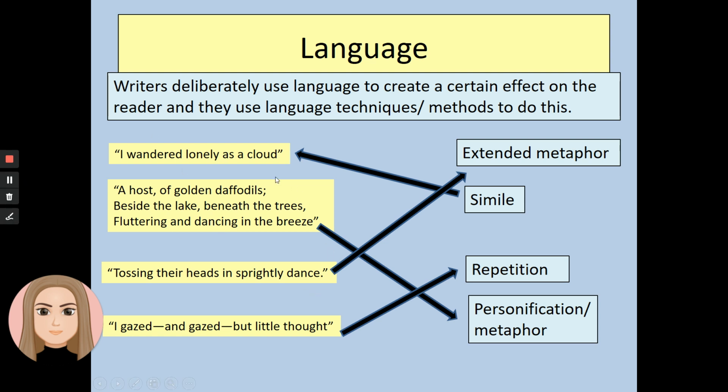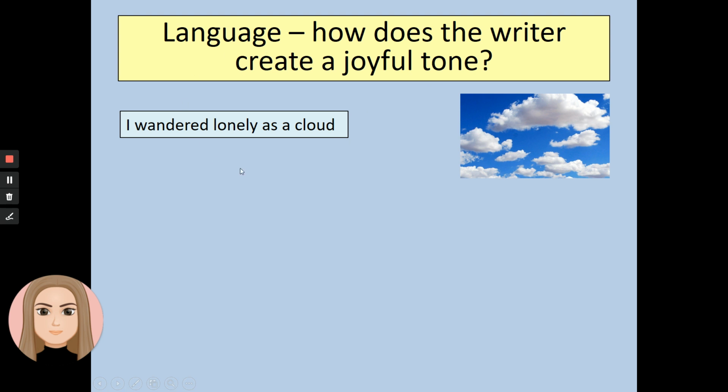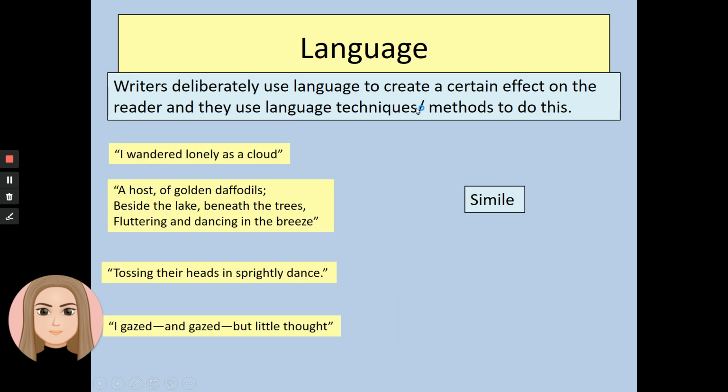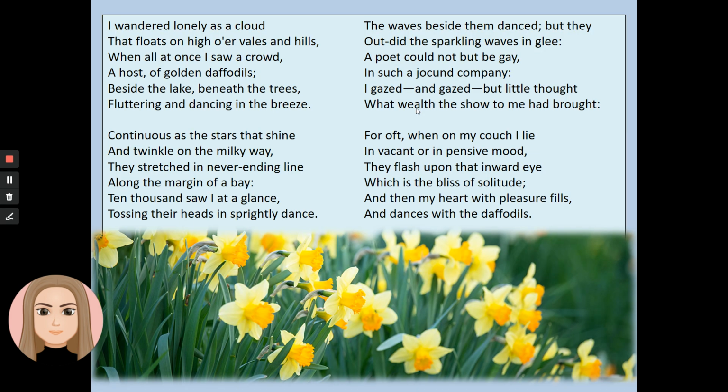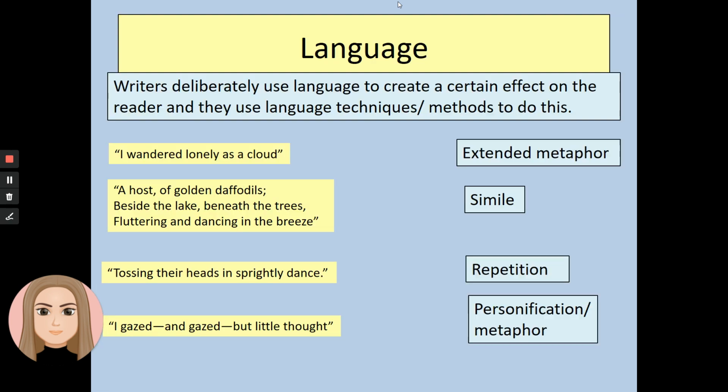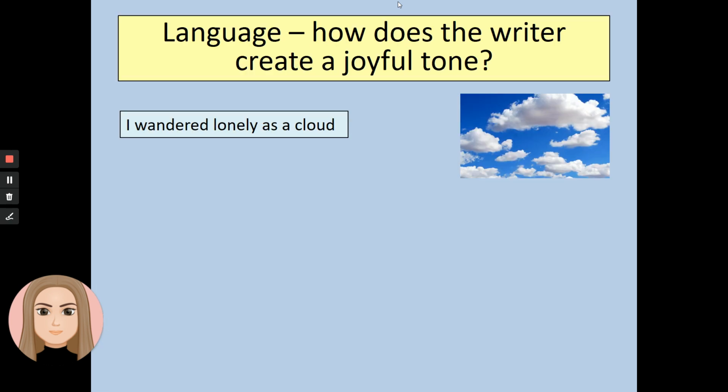Okay, now we've matched up the quotations with the techniques. We're going to talk about how that technique can help create a joyful tone. Because remember we've said that this poem has quite a happy tone, it's joyful. We're linking it to the idea of daffodils, aren't we? And they're a happy flower, they have that joyful connotation. So, our question is, how does the writer create a joyful tone?